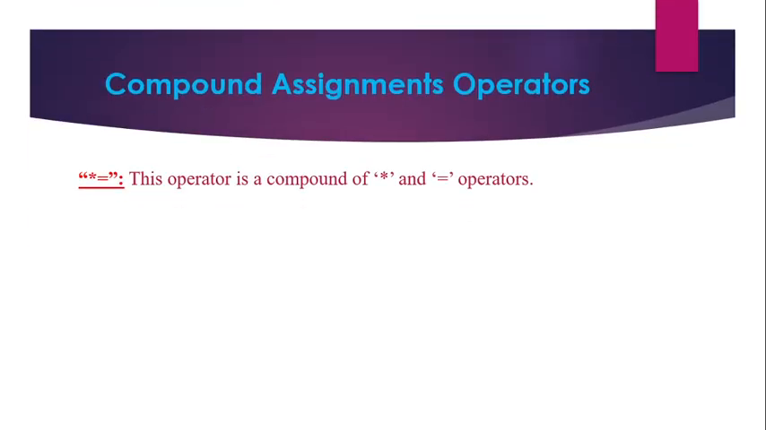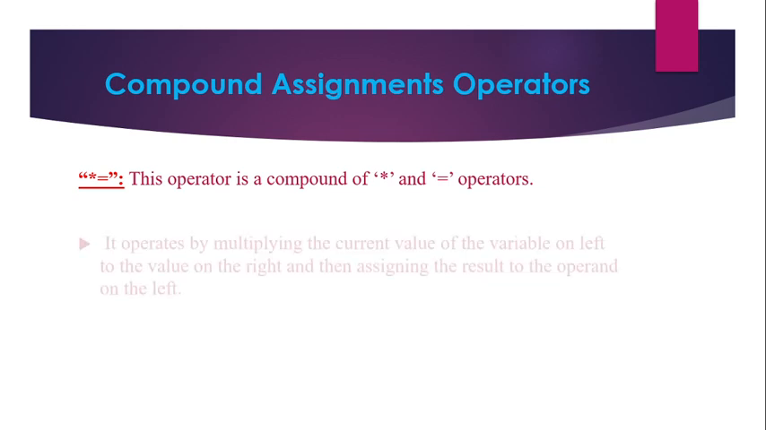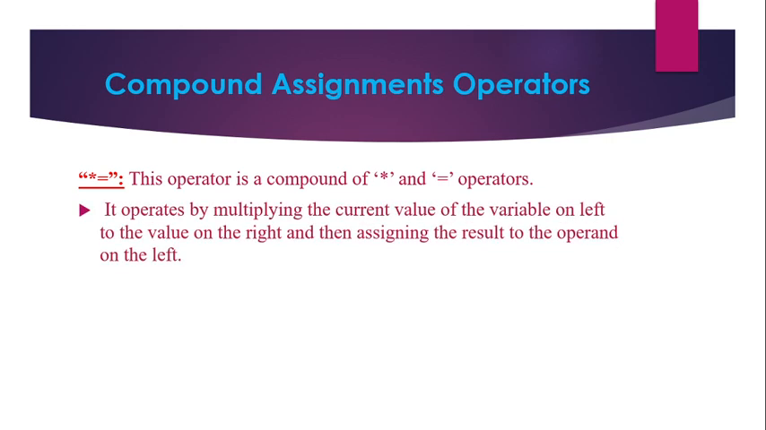Next is *=. This operator is a compound of multiply and equals operator. It operates by multiplying the current value of the variable on the left by the value on the right and then assigning the result to the operand on the left. Its syntax is num1 *= num2. For example, a *= 10, which means that a = a multiplied by 10.